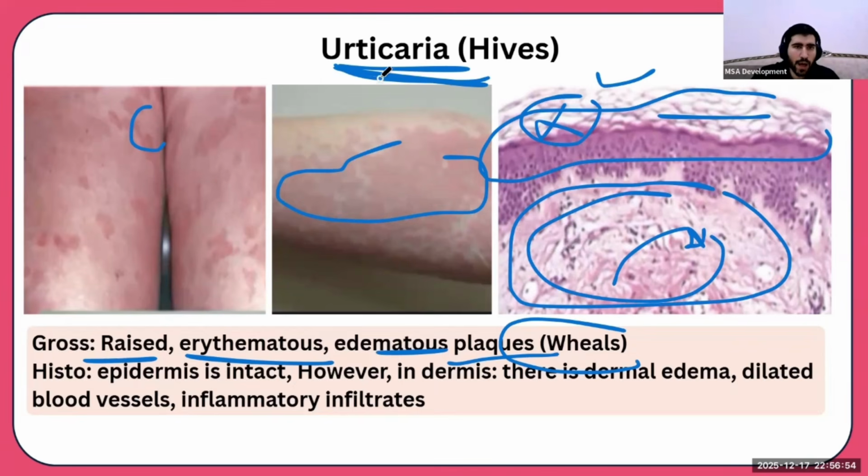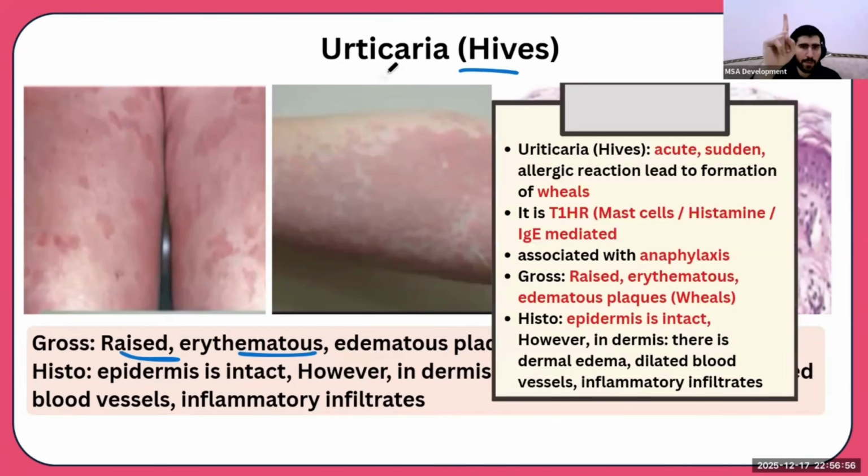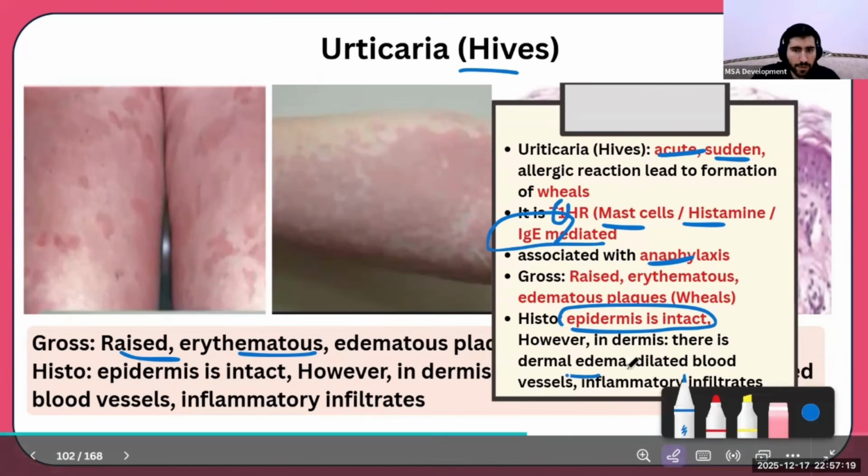So urticaria or hives is a type 1 hypersensitivity reaction, which is like anaphylaxis. It's mediated through mast cells, histamine, and IgE. I hope that now you finished POD, you know what these are and you know what a type 1 hypersensitivity reaction is. It's acute, very sudden, and it's associated with anaphylaxis. And in histology, the epidermis is intact. However, the dermis is disoriented, full of edema, blood vessels, and inflammatory cells.